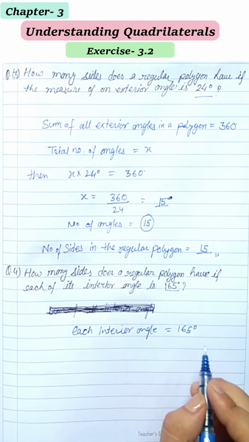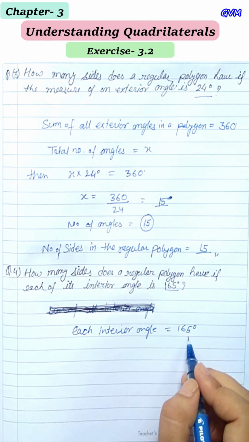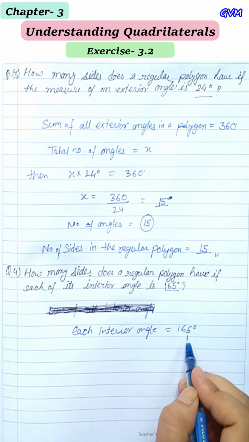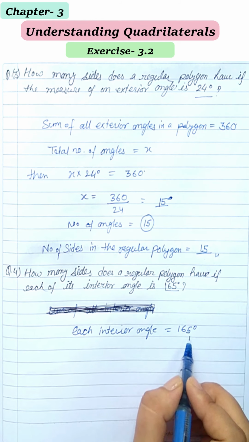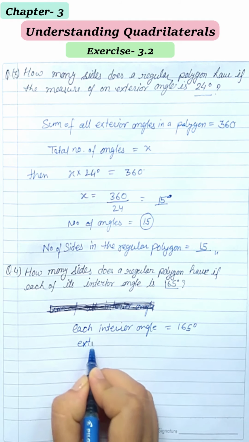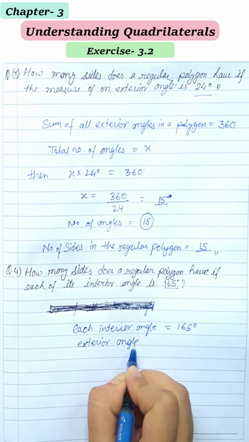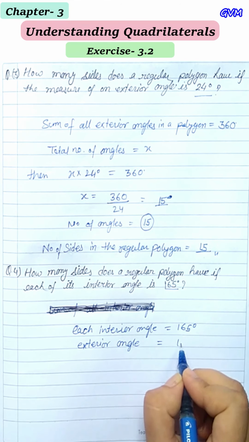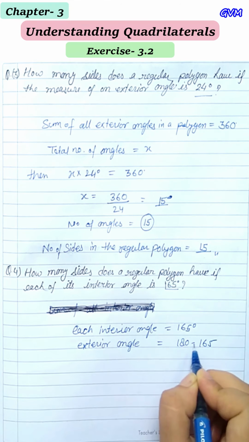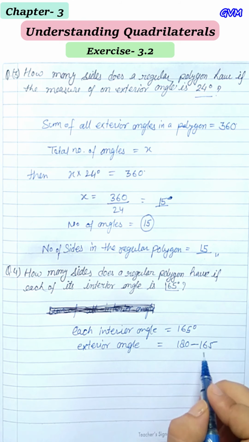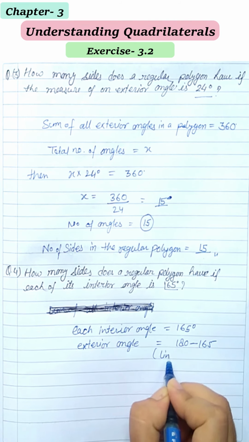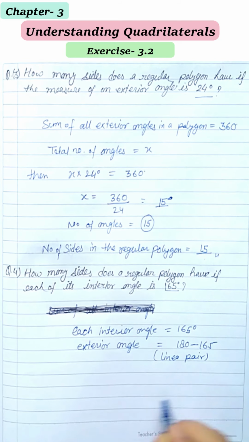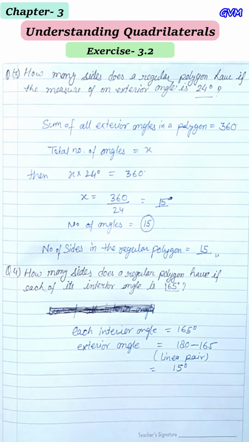Okay, so if this is 165 degree, that means the exterior angle beside it, which makes a linear pair with this angle, will be what we need to find. So exterior angle is equal to 180 minus 165. Okay, to find exterior angle we need to minus 165 from 180 because these are linear pair. Okay, so this will give us 15 degree. That means each exterior angle measures 15 degree.